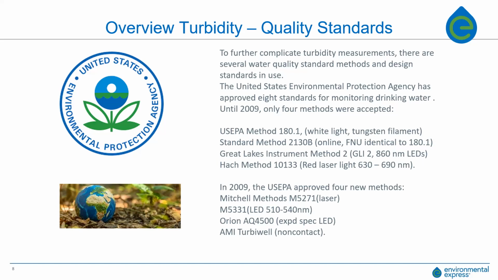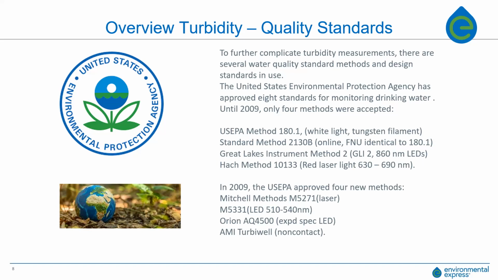And then finally, the AMI Turbidowell. This is a non-contact method, fairly new. It's a process instrument specifically. Of all of these methods, obviously the EPA method 180.1 and the ISO method 7027 are the most well-known guidelines and are internationally recognized when verifying turbidity meters and turbidity sensors, their performance, and their method compliance.